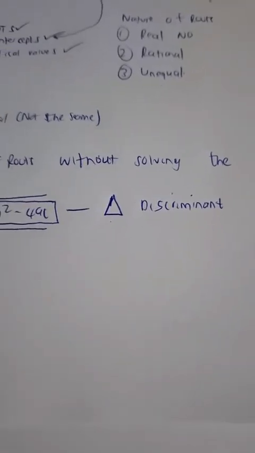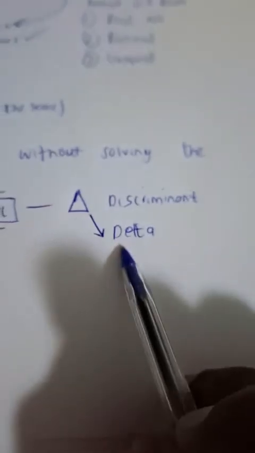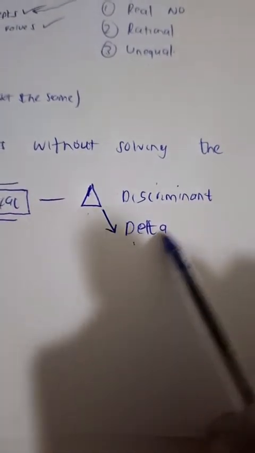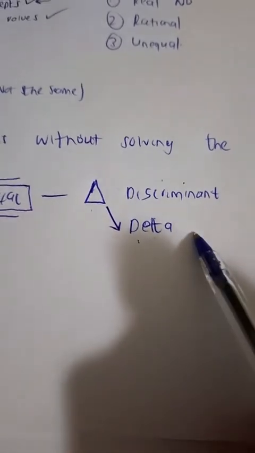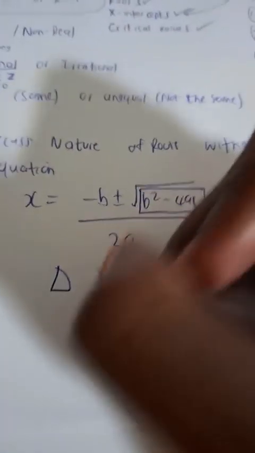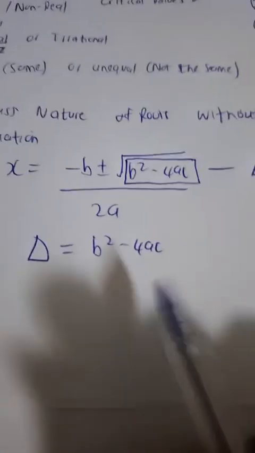Okay, and the symbol that we use for the discriminant is this here, when we refer to it as the Greek alphabet letter delta. Okay, this is a symbol that refers to a delta, which is a Greek letter. So delta is basically the expression b squared minus 4ac.